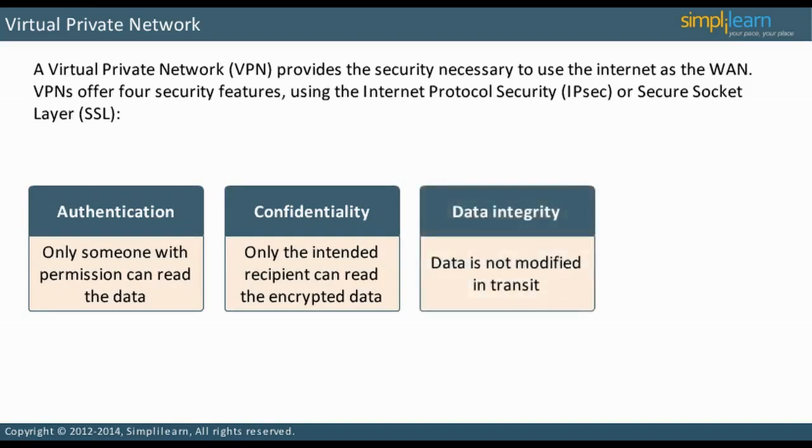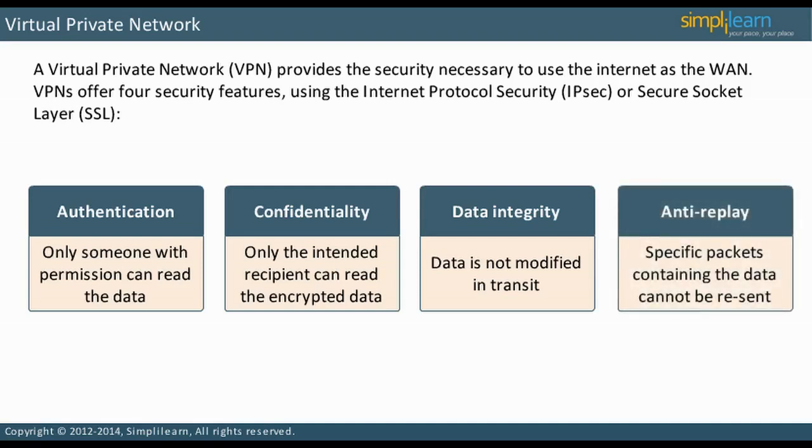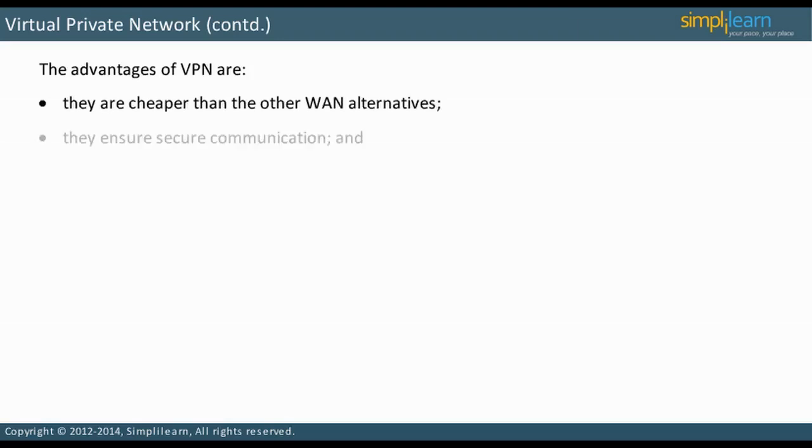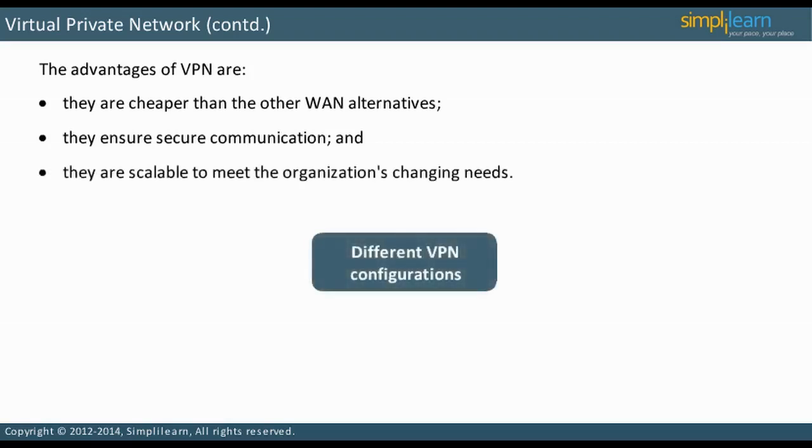The third feature is called data integrity. The data received is the same as sent, and it has not been modified in transit. The fourth feature is anti-replay. The specific packets containing the data cannot be resent. Let us look at the advantages of a VPN. There are many advantages of using a VPN. It is cheaper than other WAN alternatives. Using IPsec or SSL ensures that communication is secure. VPNs are scalable. There are different VPN configurations that can grow to meet the organization's changing needs.